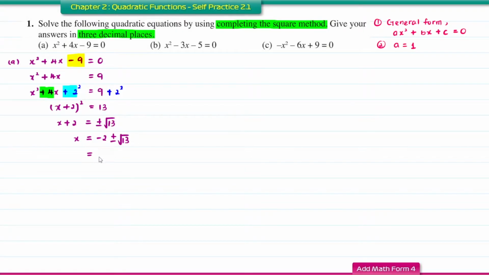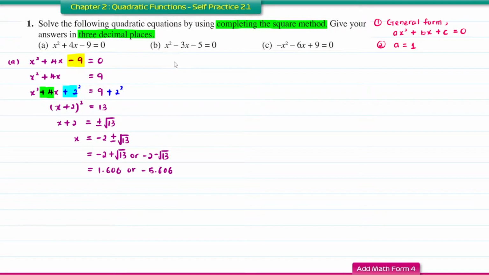So we have two values of x. One of them is negative 2 plus square root of 13, or the other one is negative 2 minus square root of 13. Solve this using your calculator. It will give you the answer of 1.606 or negative 5.606.